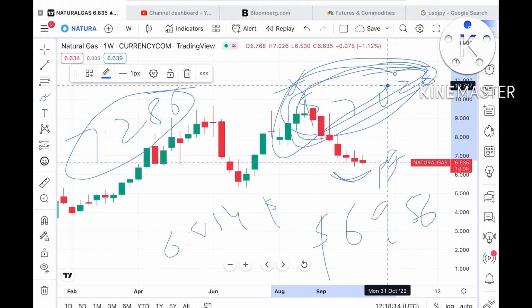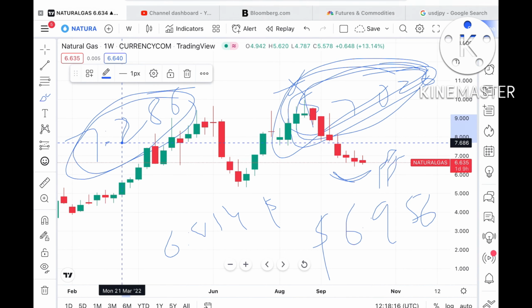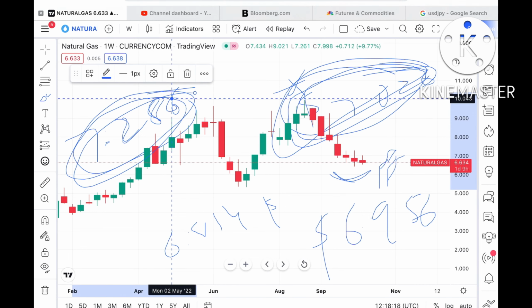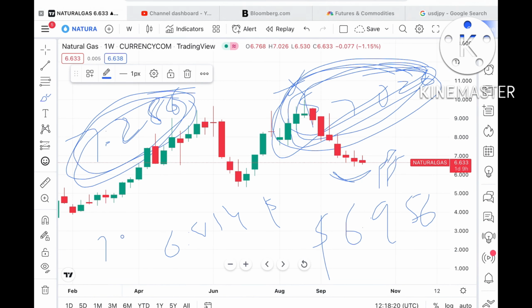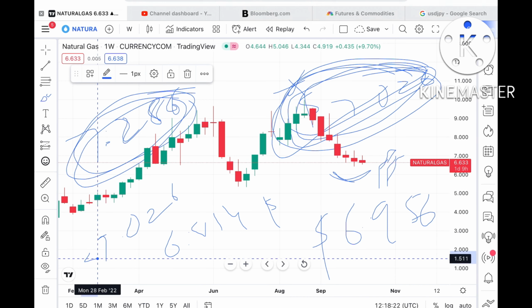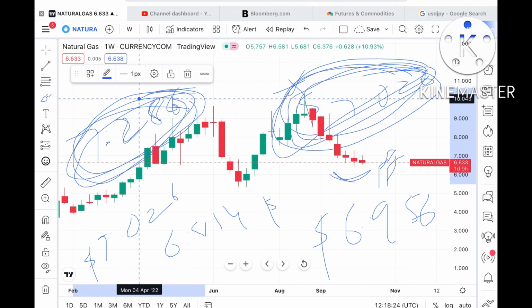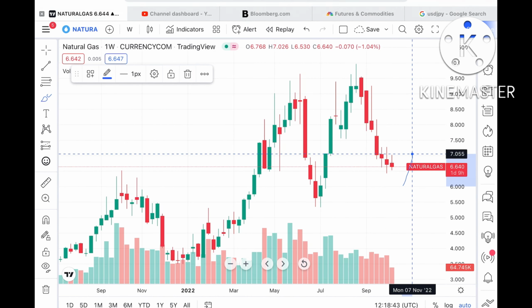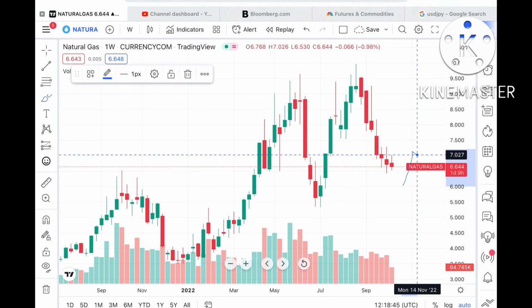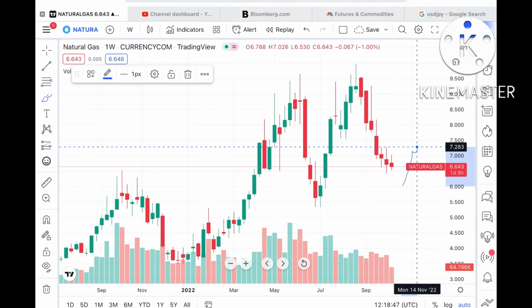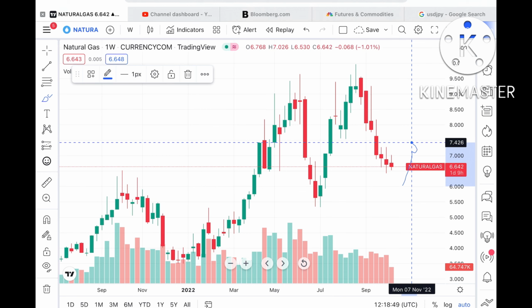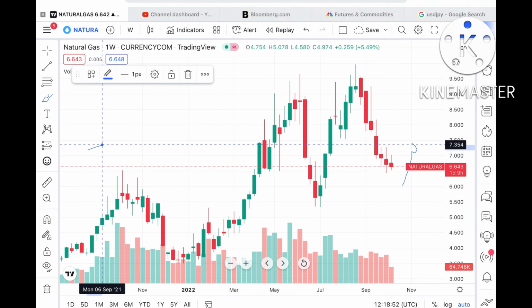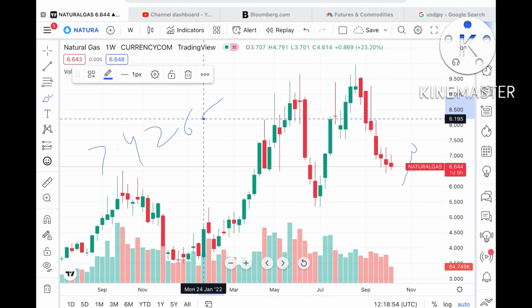$7.026. We can see it can cross this level also, because this level is a weak resistance. The probability is high that if it sustains above a level of $7.206, then we can see it cross this level. And if that level sustains above 7.027, then we can see it cross this level and touch a level of around $7.426. Keep this in mind.